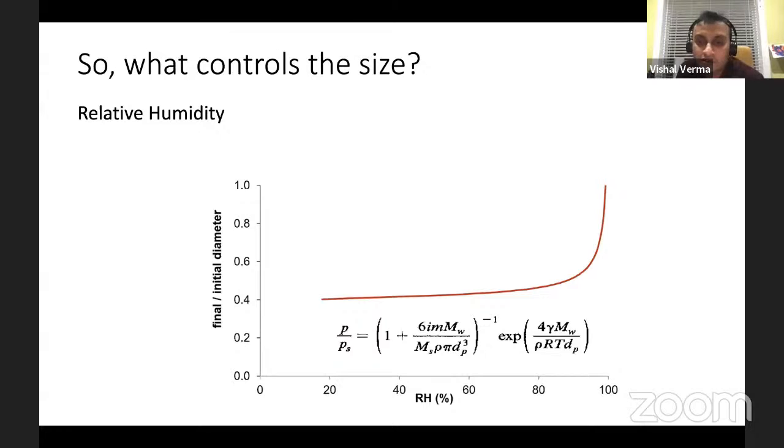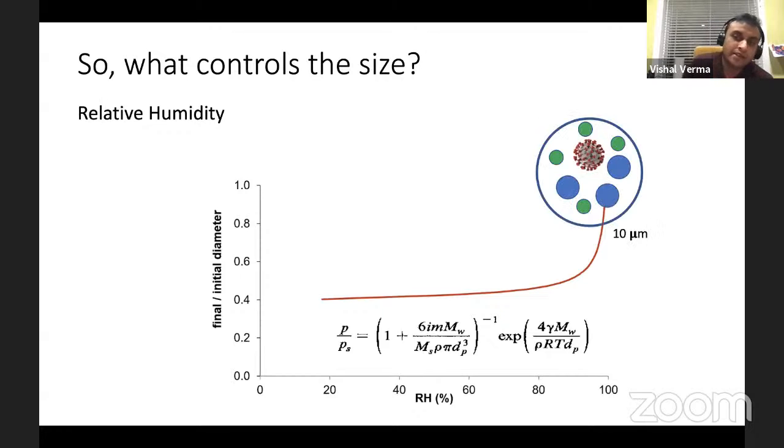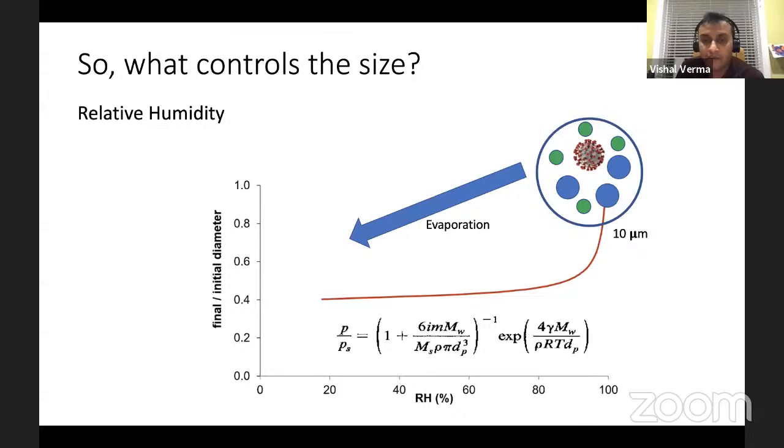This could look a little complicated, but we can use this information to calculate, for a droplet which contains the coronavirus and salt and protein particles, and if the size of this aerosol is 10 micrometer at 100% relative humidity, and the relative humidity changes from 100 to 20%, it will evaporate. So the water will go away. The virus will still be there, and the protein and the other components like salt will still be there, but it will shrink from 10 micrometer to 4 micrometer.